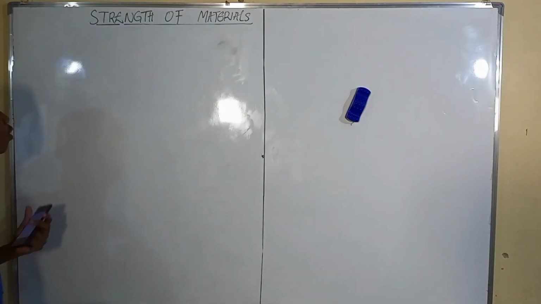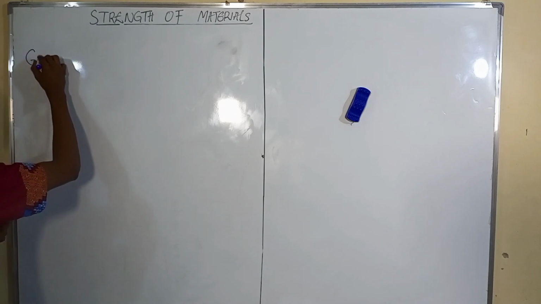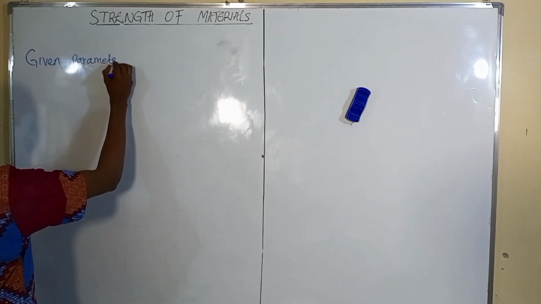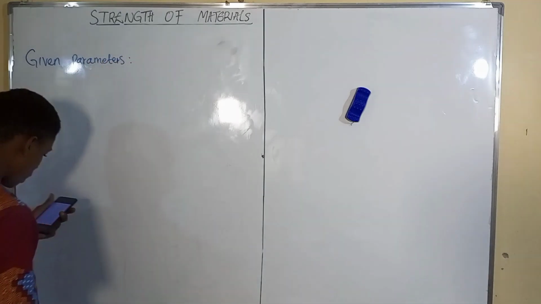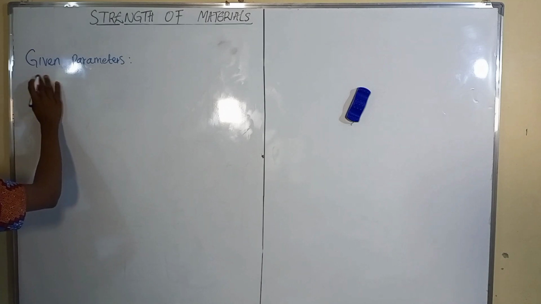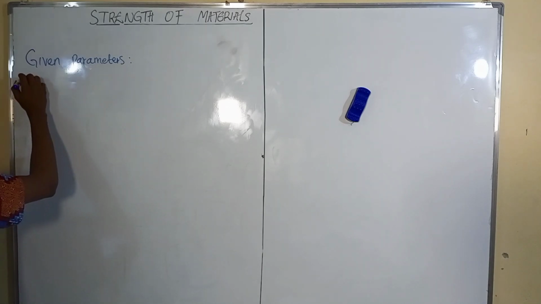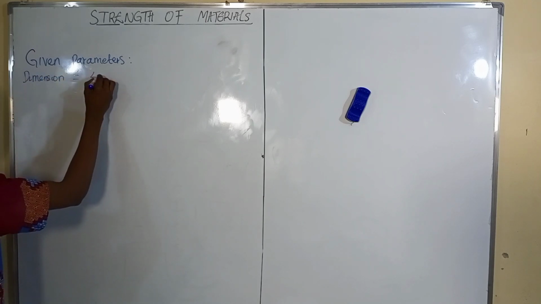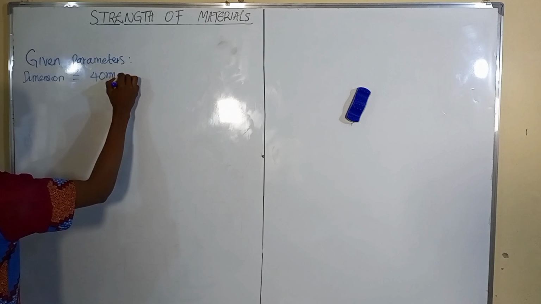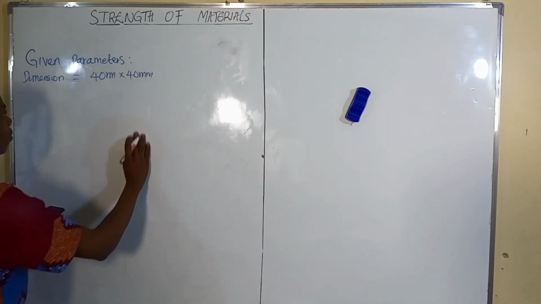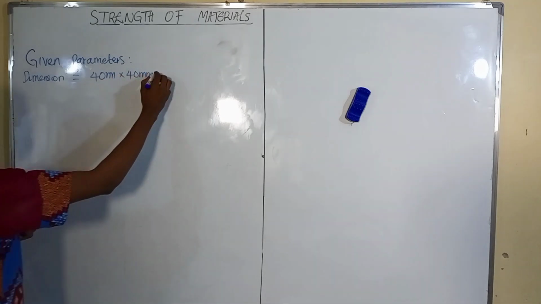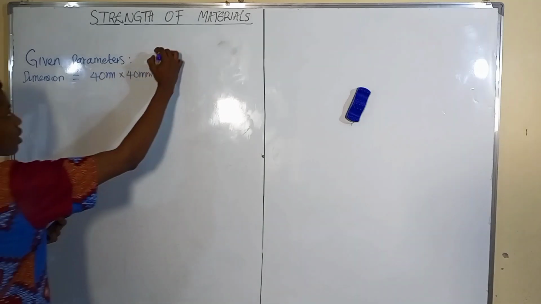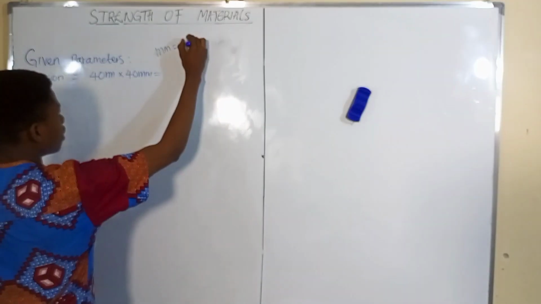First of all, we're going to write our given parameters. We are given the dimension of the steel rod, which is 40 millimeters by 40 millimeters. This is in millimeters, and we know that millimeter is 10 raised to the power negative 3 meters.